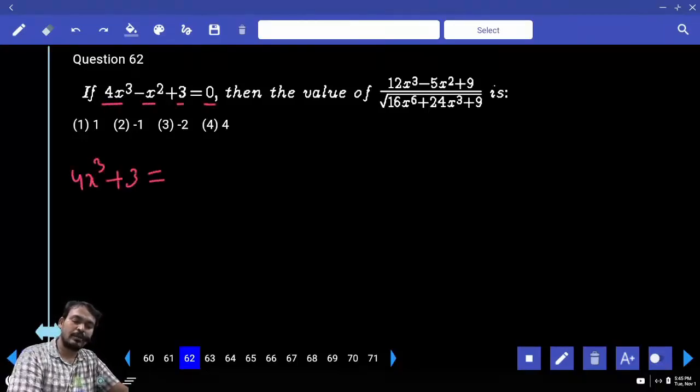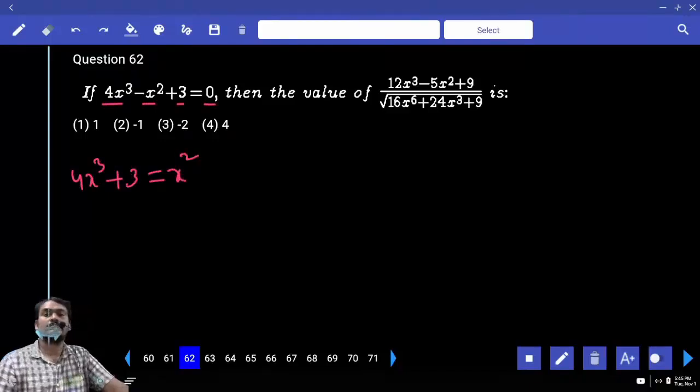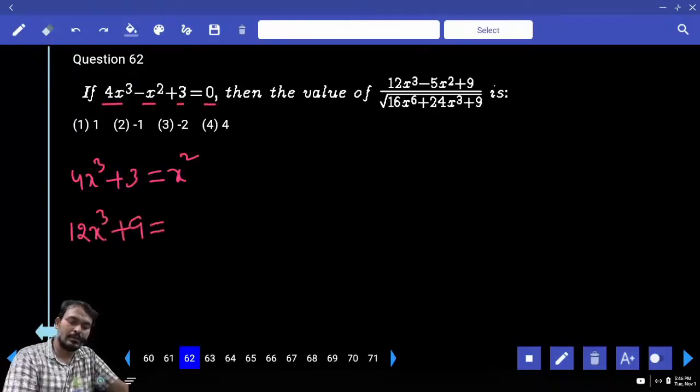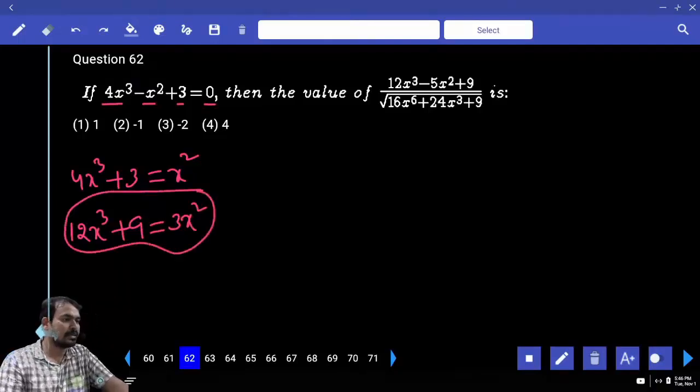equal to x square. Yes or no? Next, suppose the left hand side is multiplied by 3, the right hand side is also multiplied by 3. Left hand side multiplied by 3 means we are getting 12x cube plus 9, equal to 3x square. Yes or no? 12x cube plus 9 equals 3x square.